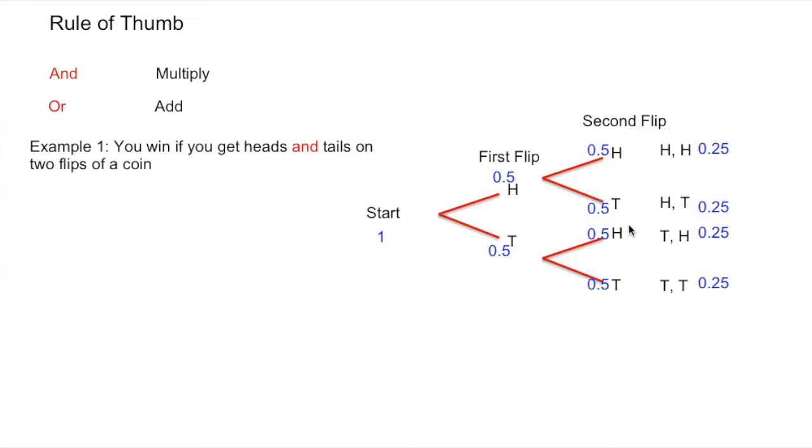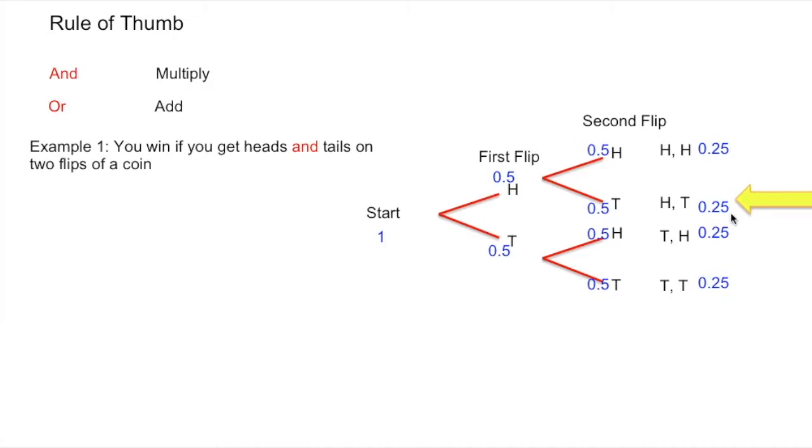You win if you get heads and tails is a half of the half. So we're multiplying down the branches. If you have more than one step inside your outcomes, then you end up multiplying as you go down the branches. If you have more than one branch, we have 2 steps. We have a first flip and a second flip, but we end up multiplying down the branches.